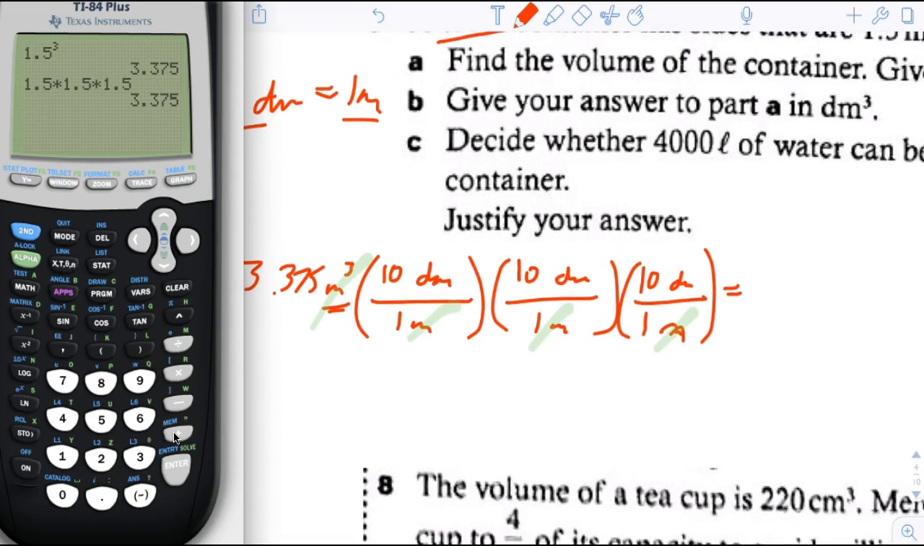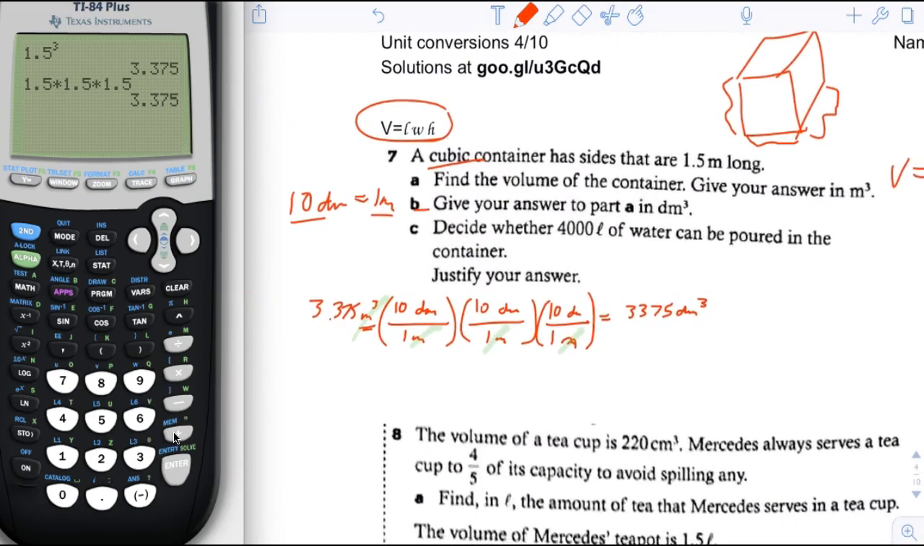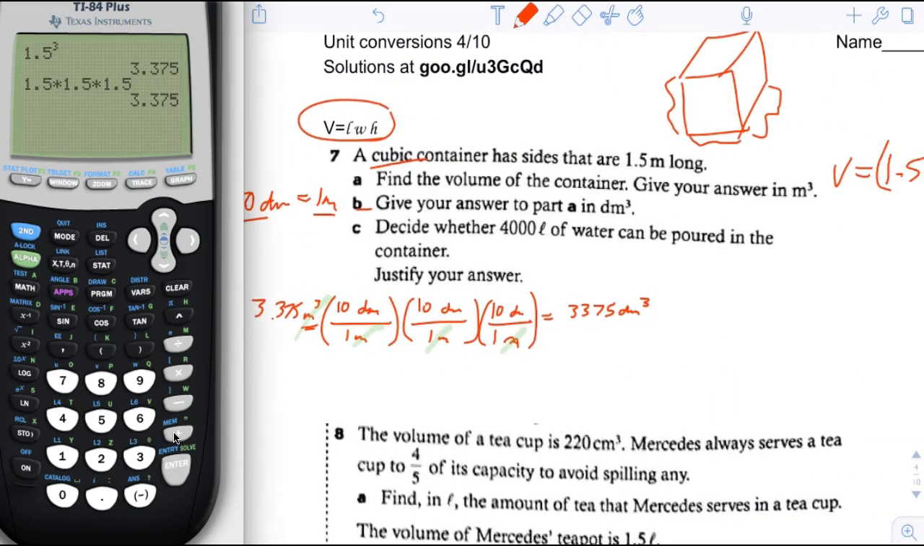So 3.375 times 10 times 10 times 10. If you do it on the calculator, you'll see it's 3,375 decimeters cubed. So that's the answer to B. C, decide whether 4,000 liters of water can be poured in the container and justify your answer.